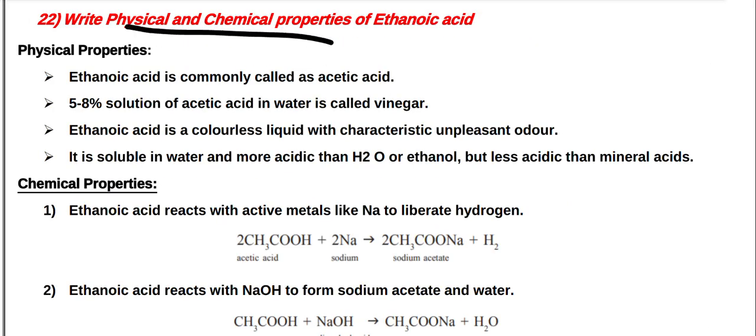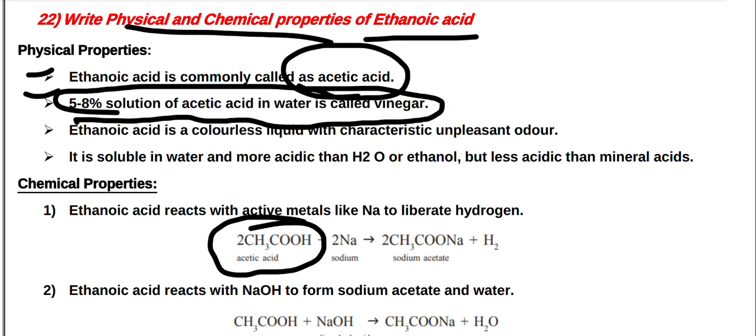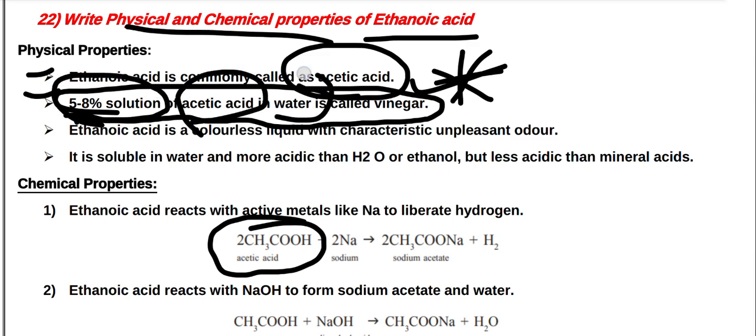Common physical and chemical properties of ethanoic acid. If you see physical properties, ethanoic acid is commonly called acetic acid. Chemical formula is what? CH3COOH. A 5 to 8% solution of acetic acid is called vinegar. Very important point: a 5 to 8% solution of acetic acid in water is called vinegar.